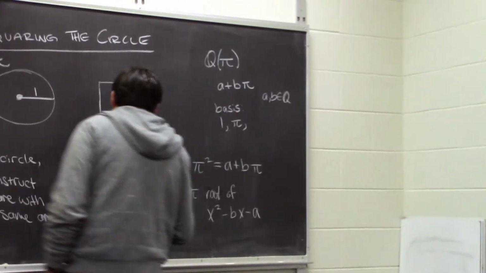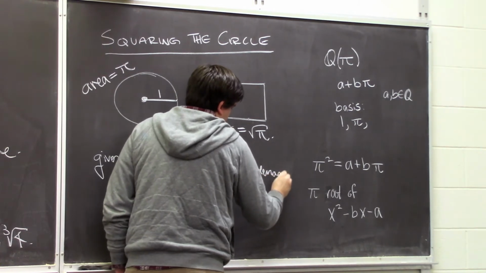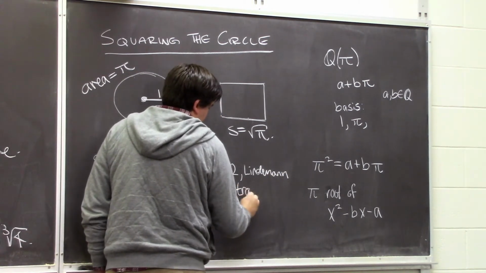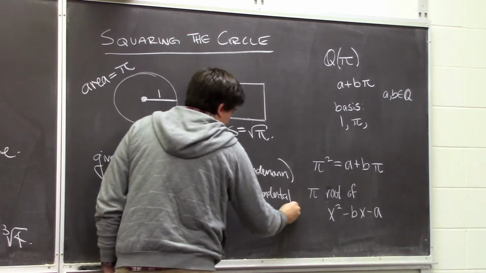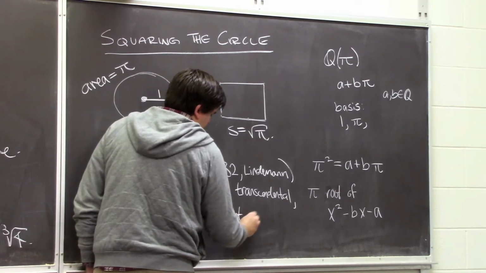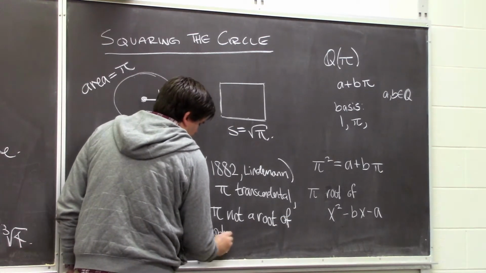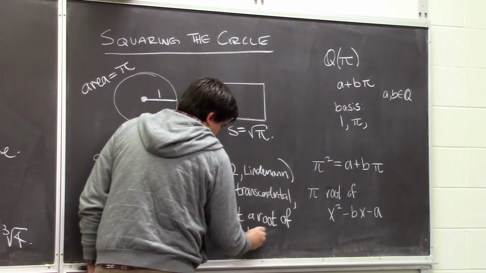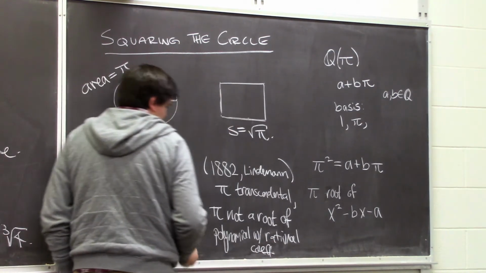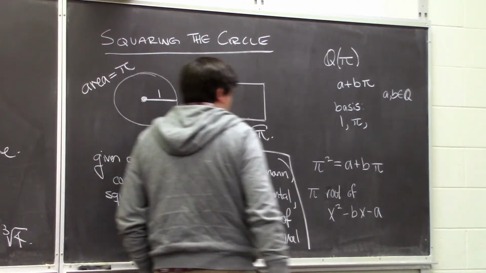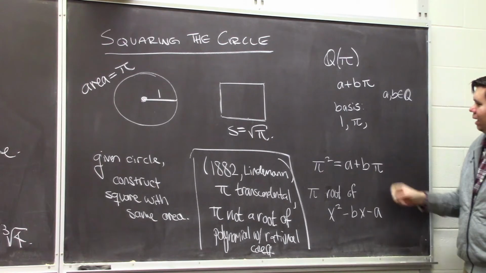Ah! In 1882, Lindemann showed that pi is transcendental. That is to say, pi is not algebraic. That is to say, pi is not a root of any polynomial with rational coefficients. What that implies is you can't write pi squared as just some a plus b pi.